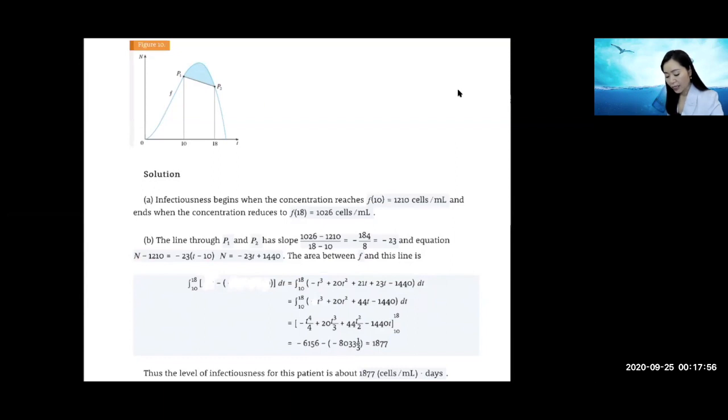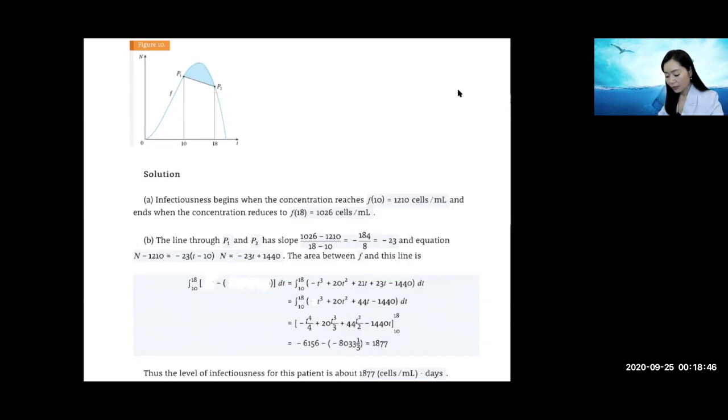So n minus this n1 here, 1210, will be equal to the slope, negative 23, times parenthesis t minus t1, which is 10. Now, if we isolate n, n will be equal to negative 23t plus 1,440. So that's the function representing this straight line right here.